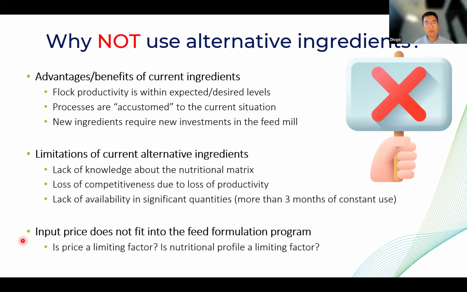And the third cause can be that the price of the feed ingredient does not fit with the feed formulation program, because the feed formulation program can tell us what the maximum price of the ingredient can be. But the question is: is the price the limiting factor, or is the nutritional profile of the ingredient the limiting factor? Because the fewer nutrients the ingredient has, the cheaper it needs to be. Otherwise, the formulation program will not choose the ingredient that is available.